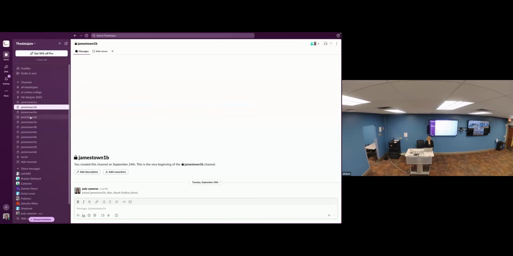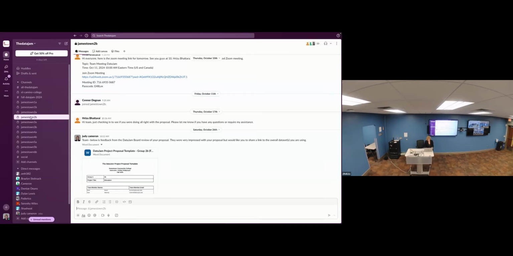Team 1B, we may not have a Team 1B. 2B is Hirzu in New Jersey.